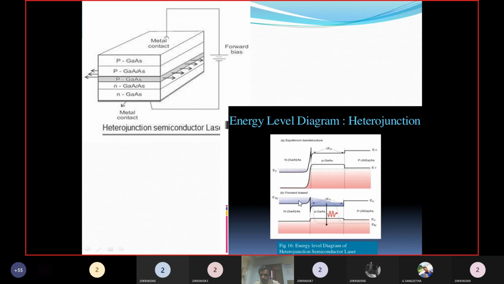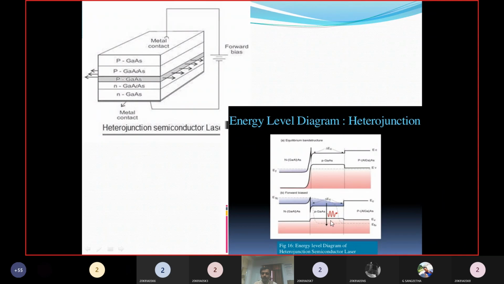The n region contains the conduction band. After connecting the forward bias, the forward bias enters into the depletion region, so the conduction band electrons also enter into the p-type gallium arsenide conduction band. Similarly, holes move into the p-type gallium arsenide valency band. So recombination occurs in between, here in the p-type gallium arsenide region.